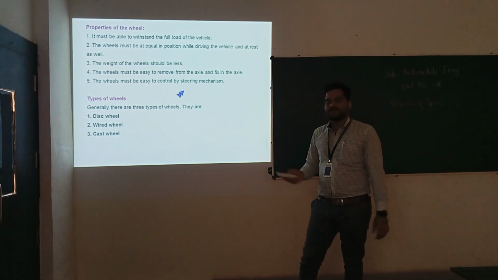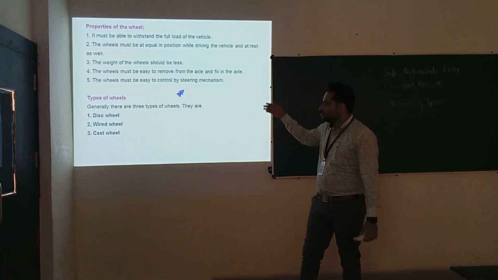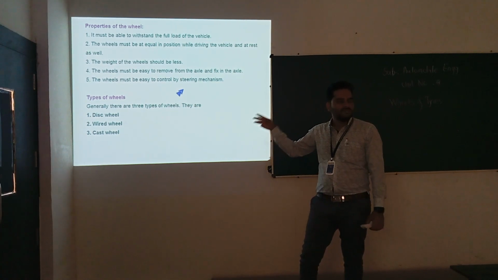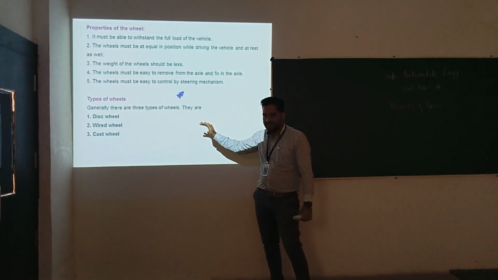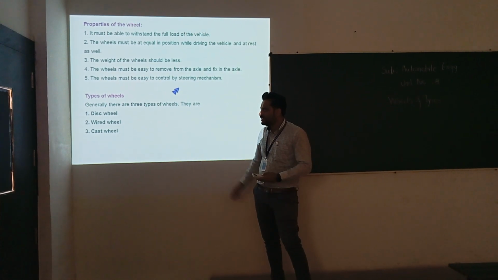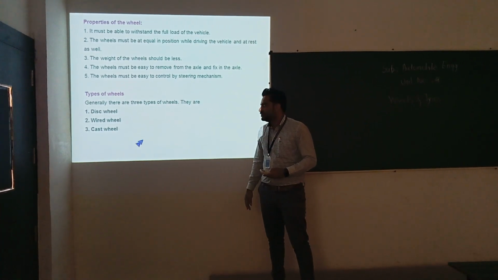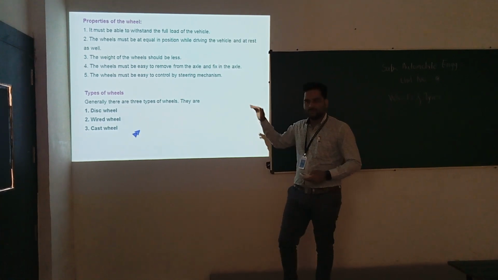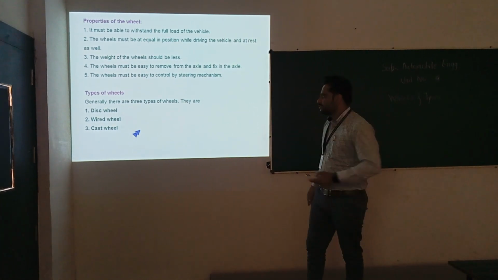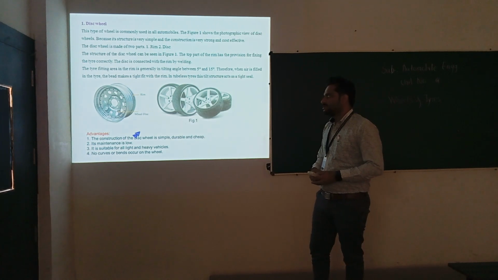So what are the different types of wheels? We will go through three different types of wheels: disc wheels, wire wheels, and cast wheels. We will go one by one. Next. So what is about disc wheels?